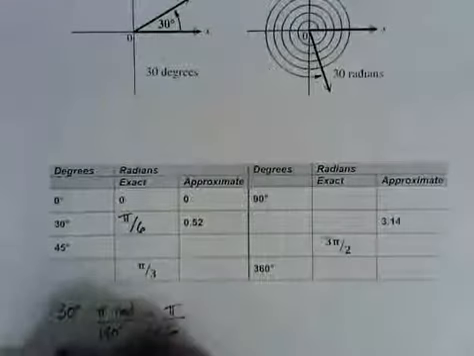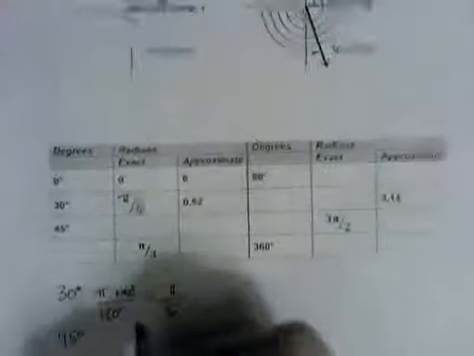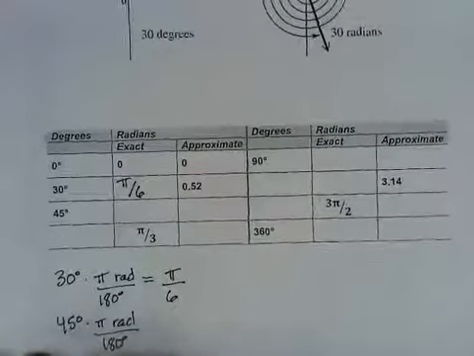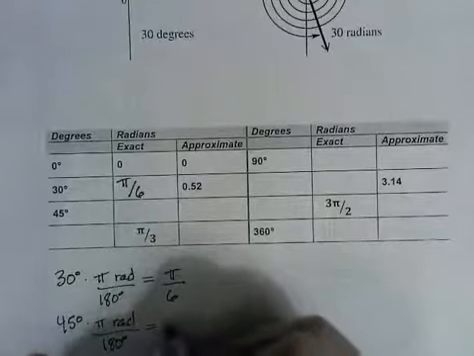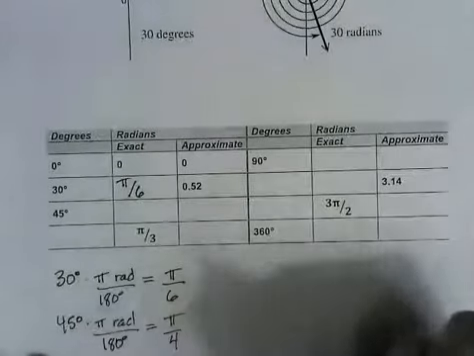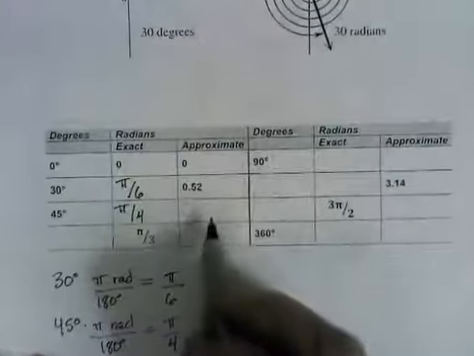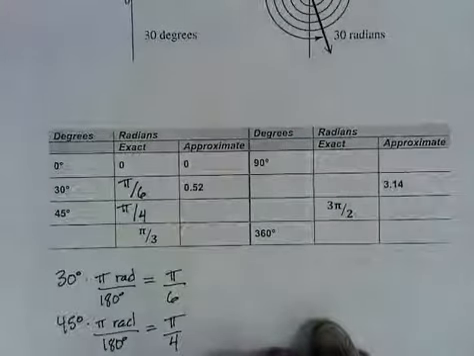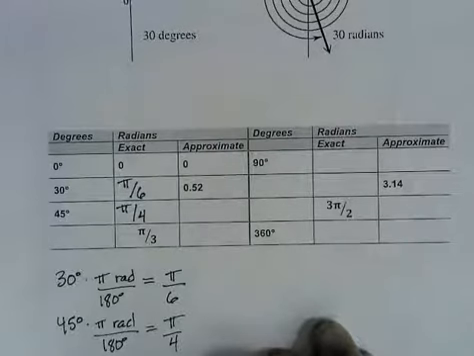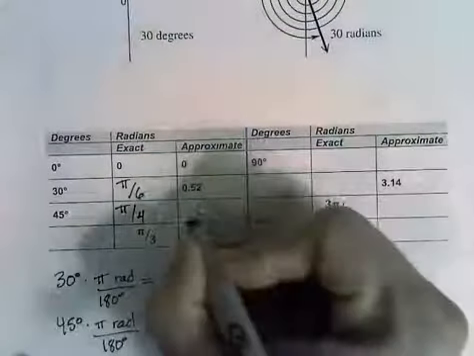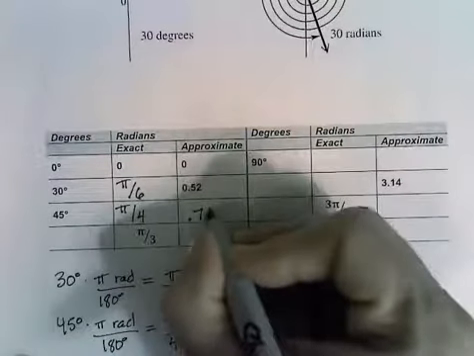Then let's look at 45 degrees. If we convert that to radians, 45 over 180 turns out to be 1/4. So this is the same as pi over 4. And to do the approximate value for that, it's best to use that pi key on your calculator for something like this so that you get as little rounding error as possible. If we do that on the calculator and round this to 2 decimal places, it would be approximately 0.79.